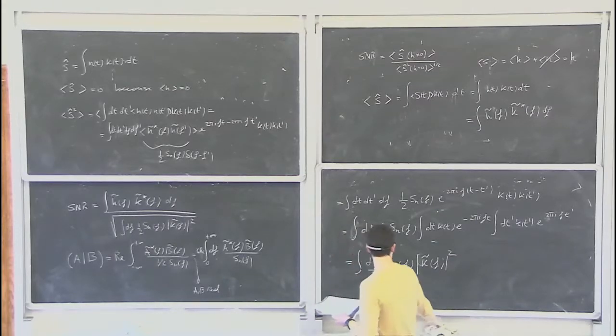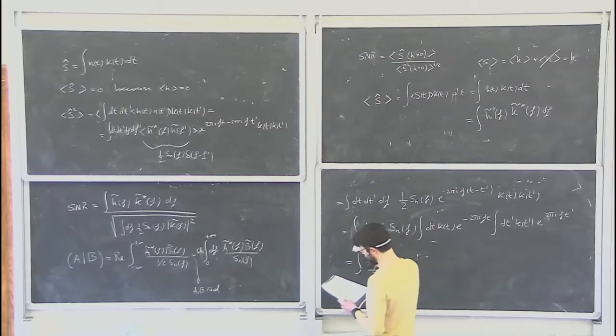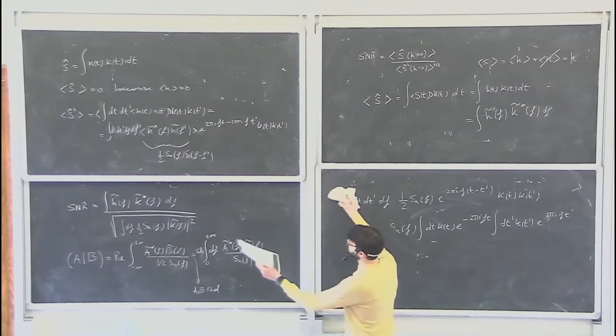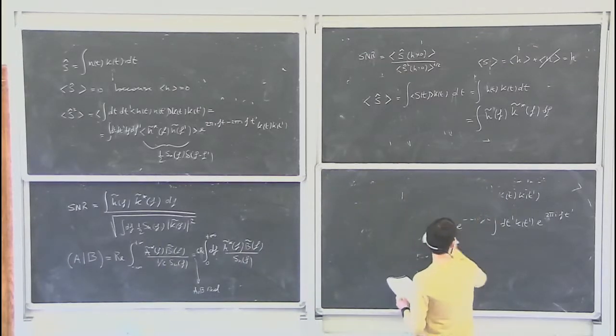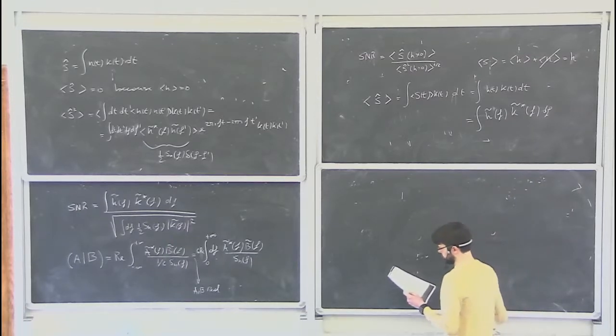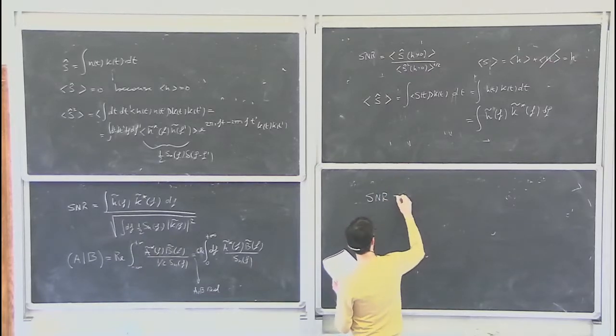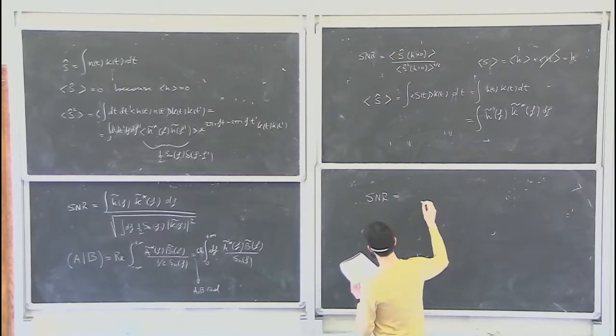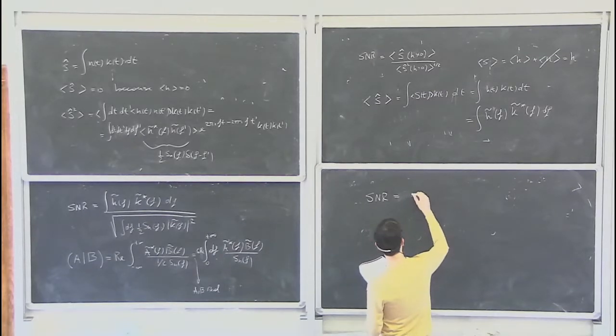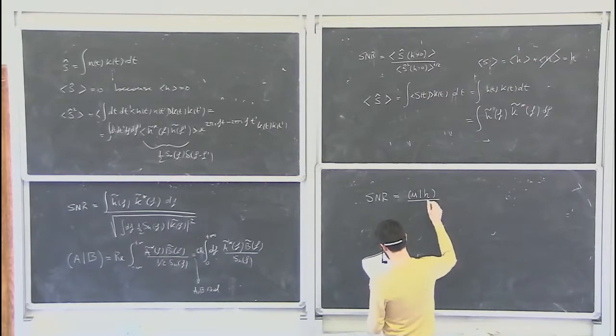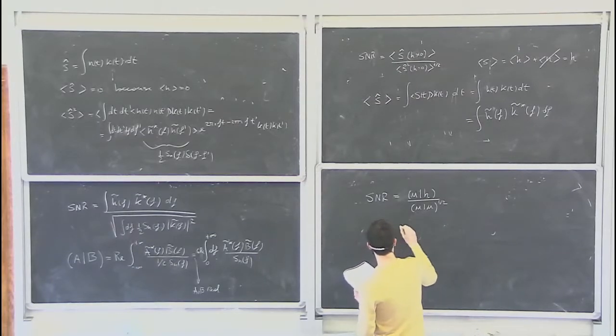So why do I want to introduce this inner product? Well, because it allows me to write the signal-to-noise ratio in a very simple way. You can show that, if you use the definition, the SNR equals the inner product of some function u, which I will now define, with h, divided by the norm of u, the square root of u with u.